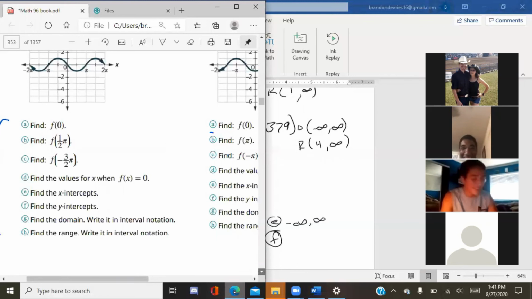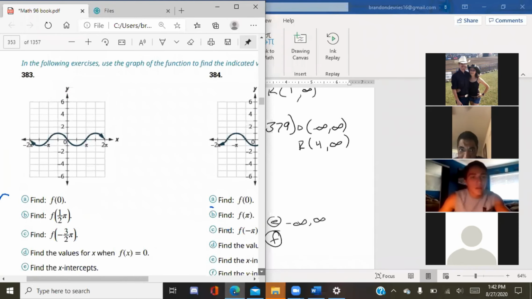Okay, F, find the y-intercepts. So the y-intercepts are 1 and 0 and positive 1. Yeah, because if you look here, it touches at 0, at negative 1, and at 1. So we can go negative 1 to 1 because it does touch everything in between as well. So negative 1 to 1.